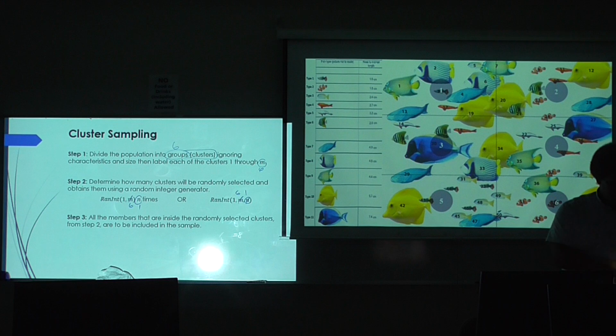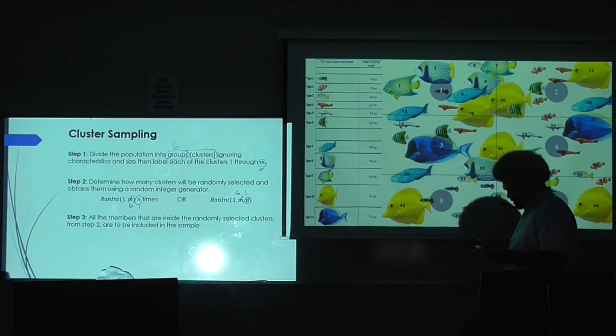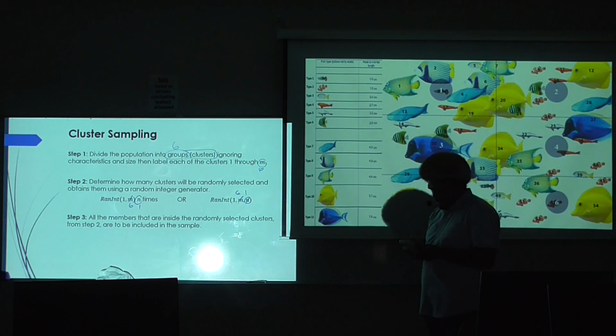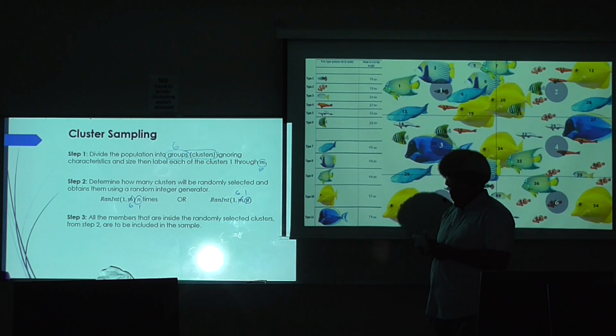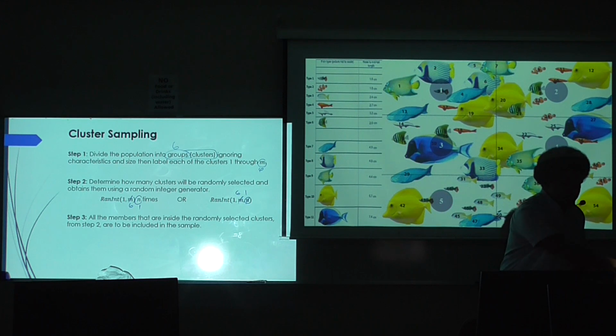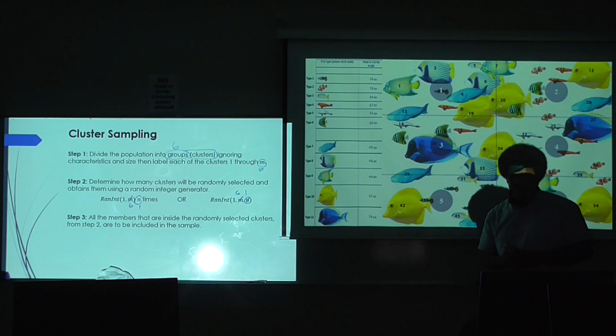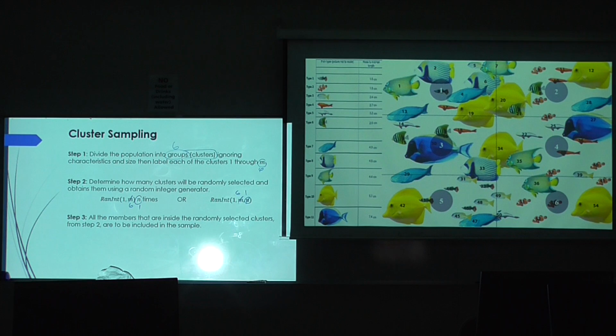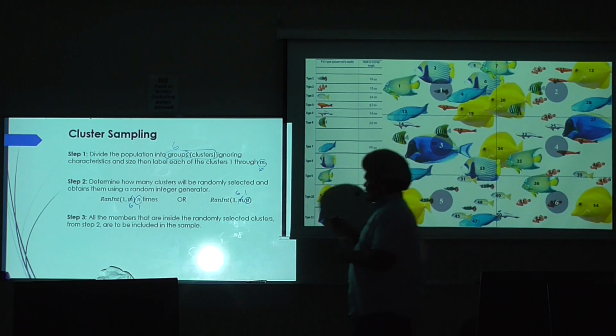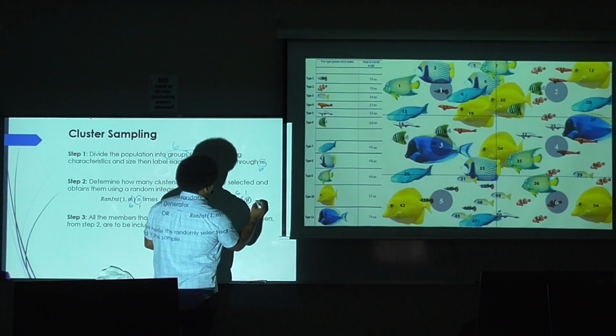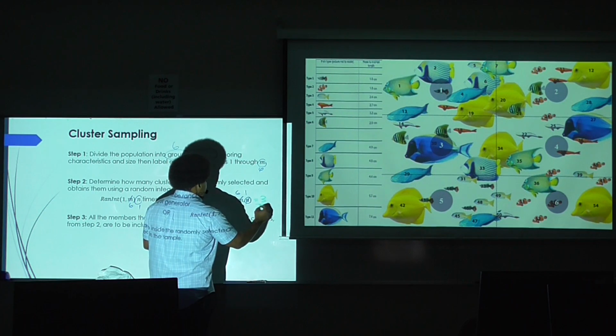So I'm just going to do it real quick. Turn on, go to probability, random int, and 1, 6, 1. And I got 3. So what we're seeing here is at the end of the day, we end up getting 3.